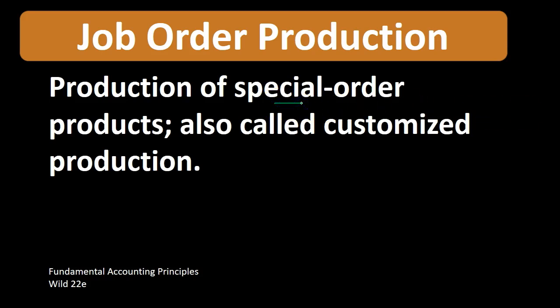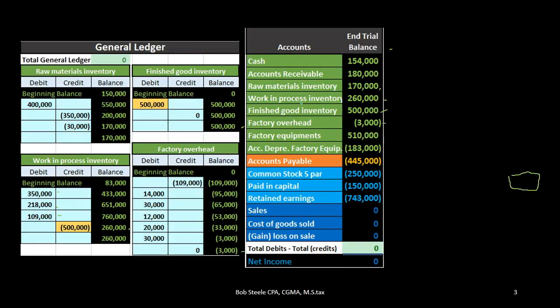These specialized orders would mean that the orders would be distinct in nature, and therefore the tracking of the orders is often done best through the job cost system. Job cost system looking something like this.